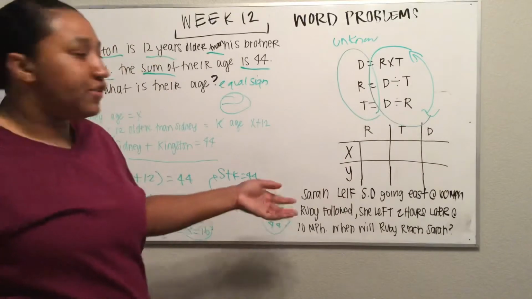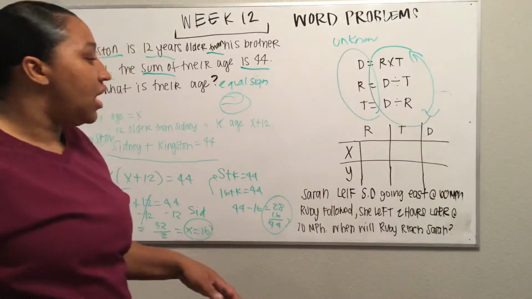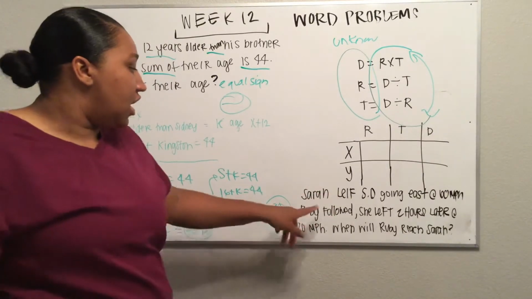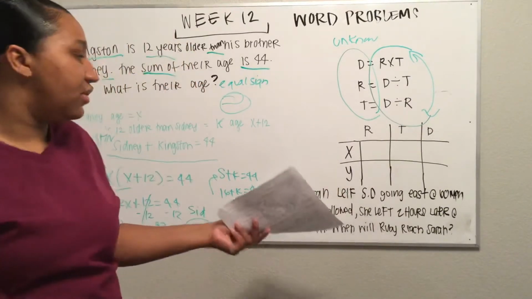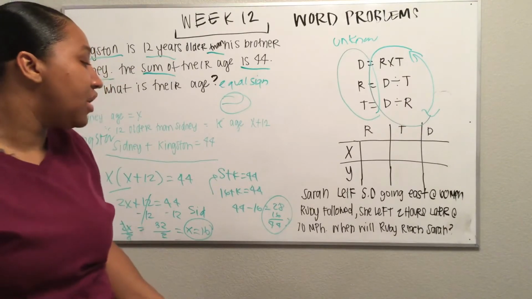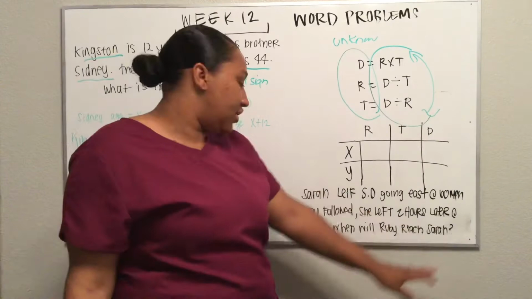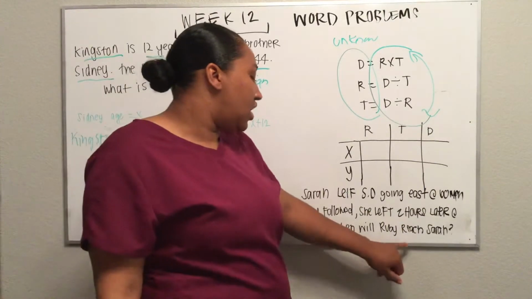And then if you're a visual learner, you can end up using a chart here to kind of figure out what you need to do. But let's try this problem really quickly with the amount of space that I have left. It says Sarah left San Diego going east. She traveled 60 miles per hour. Ruby followed. She left 2 hours later at 70 miles per hour. When will Ruby reach Sarah?